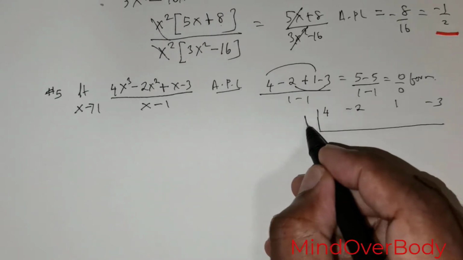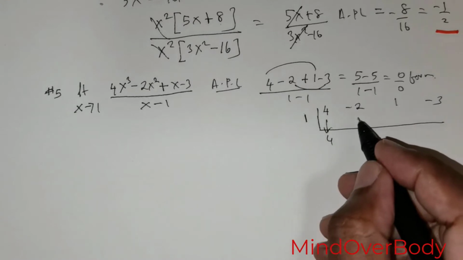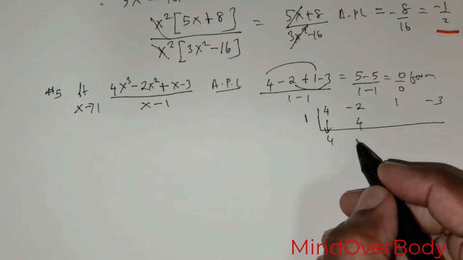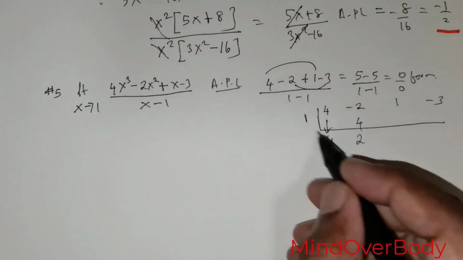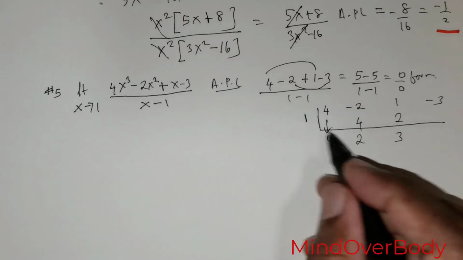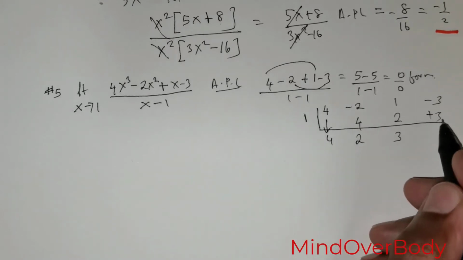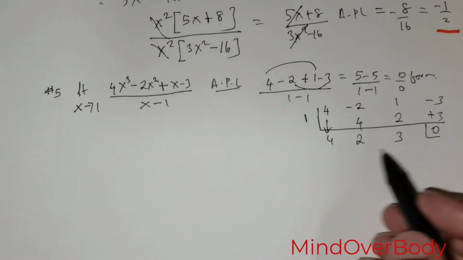Now if I were to place 1 here, I bring 4 down, so 1 multiplied with 4 will give me 4. I need to add these two terms, that will give me a positive 2, and then 1 multiplied with 2 will give me 2, 2 added with 1 will give me 3, 3 multiplied with 1 will give me positive 3, 3 added with negative 3 will give me 0. So this is what I've got.